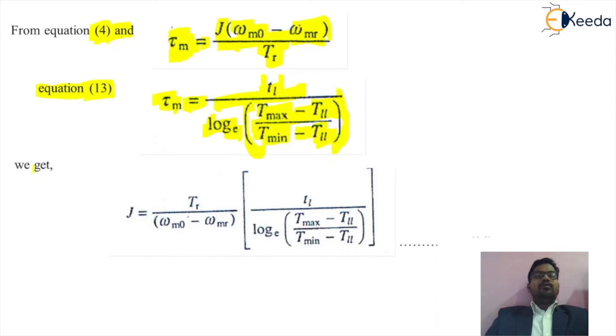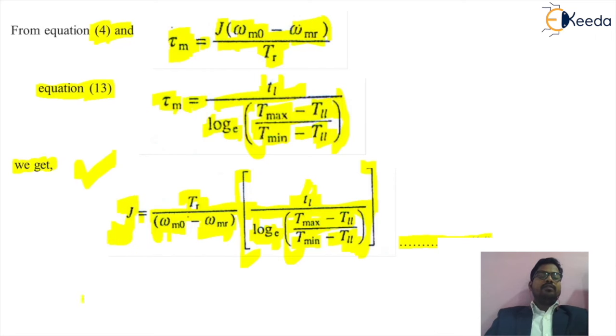So we can get a very important equation concerning J, the polar moment of inertia of the flywheel: J is equal to T_R, the rated torque, divided by (omega m0, the no load speed, minus omega mr, the rated speed), times t_L, the timing for light load torque, divided by log to the base e of (T max minus T_LL divided by T minimum minus T_LL). This is called equation number 14. Basically this is a very important equation concerning the polar moment of inertia of the flywheel.